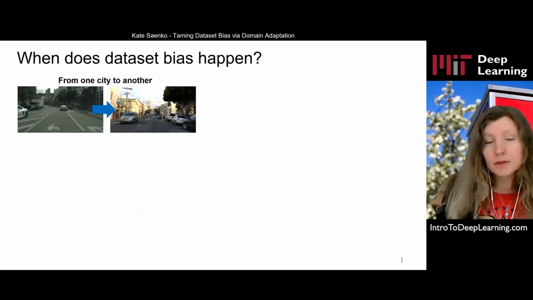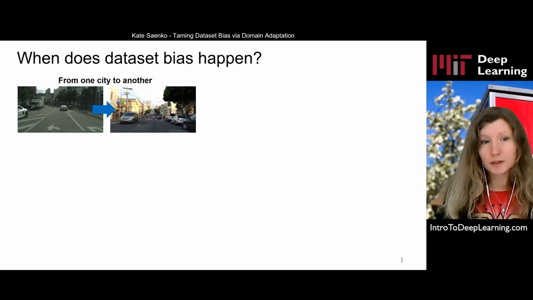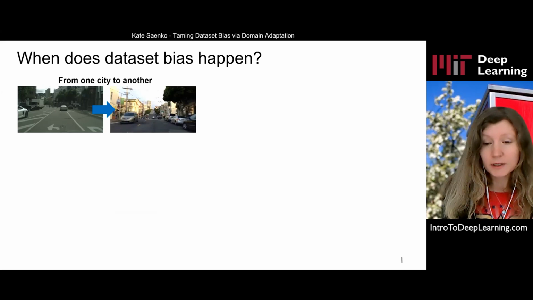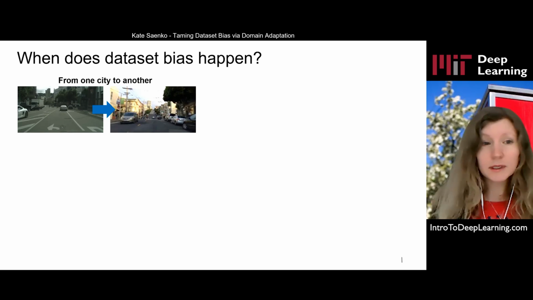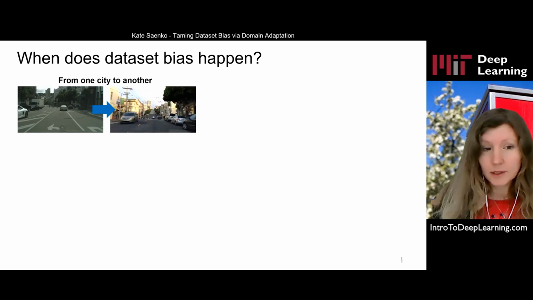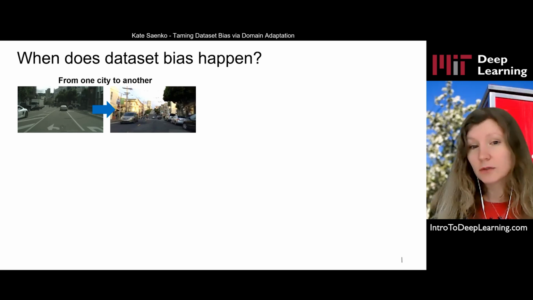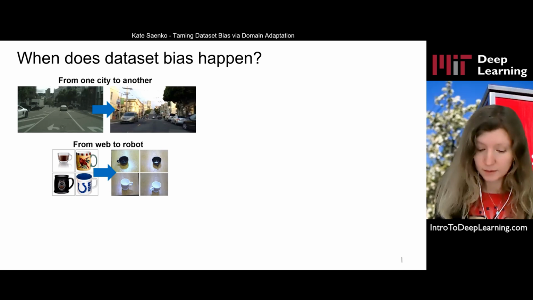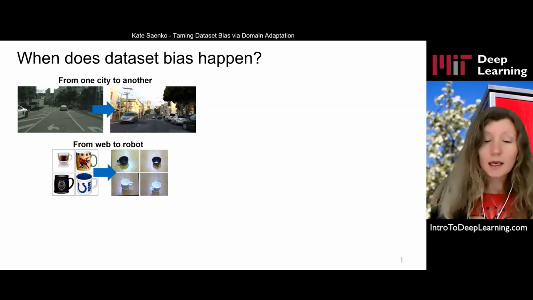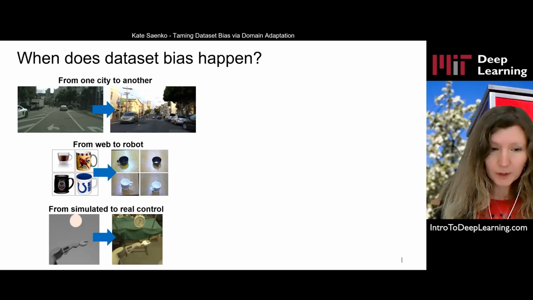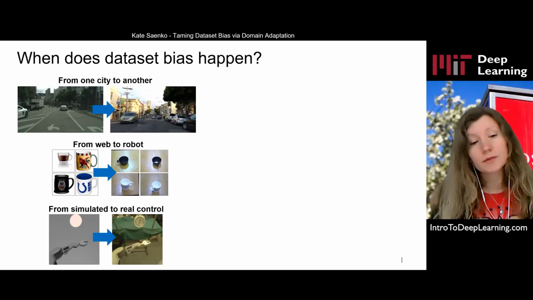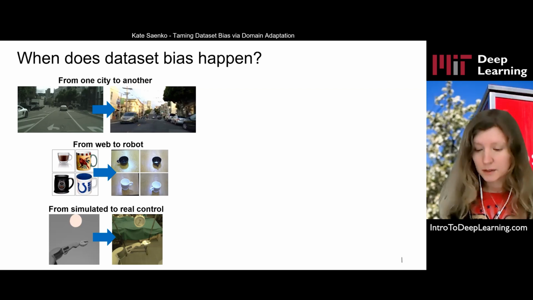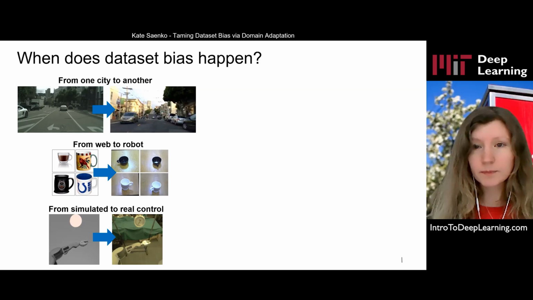When does dataset bias happen? Well, it happens in a few different scenarios. I'll just show a few here, and I will argue that it happens with every dataset you collect. One example is, as I already mentioned, you collect a dataset in one city and you want to test on a different city. Or maybe you collect a dataset from the web and then you want to put your model on a robot that gets images from its environment, where the angle and the background and the lighting are all different. Another very common issue is with simulated training that we then want to transfer to the real world. That's a sim-to-real dataset shift, very common in robotics.